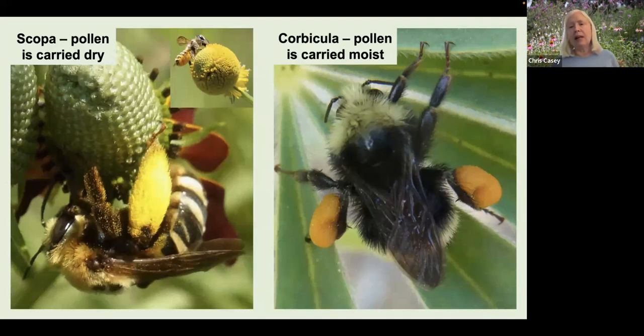Corbiculate bees, as the name says, carry pollen in a structure called a corbicula, which you can see is that sort of dish-shaped adaptation on the rear legs in the right-hand photograph. And the difference with these bees is that the pollen is carried moist. They mix pollen with nectar before they pack it into that structure, which speaks to the importance of making sure that there are plants that are providing both pollen and nectar together at the same time in the garden.